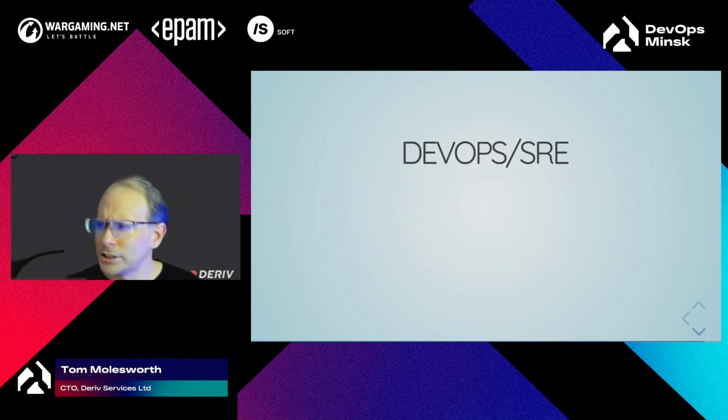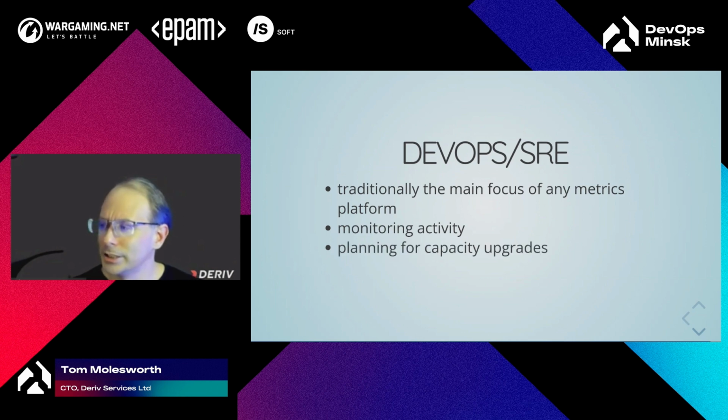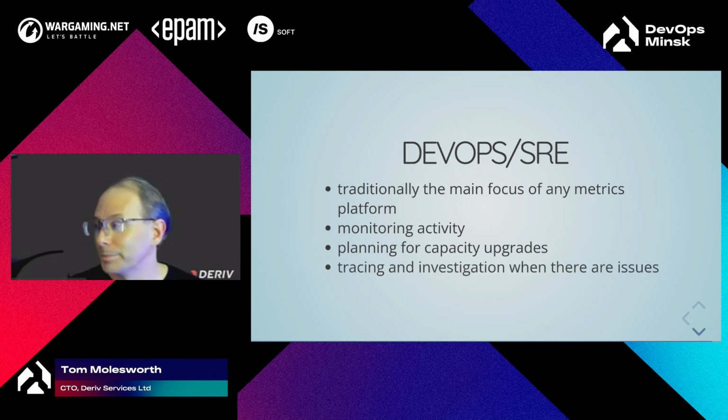I think DevOps and SRE, probably quite obvious, tend to be what most of the metrics aim at. You can also monitor the activity. You can use it for long-term planning. It's not just historical. You can look at trend lines and see when will we run out of space. If you're going to run out of disk space within a month, maybe it's time to order some more or expand some servers.